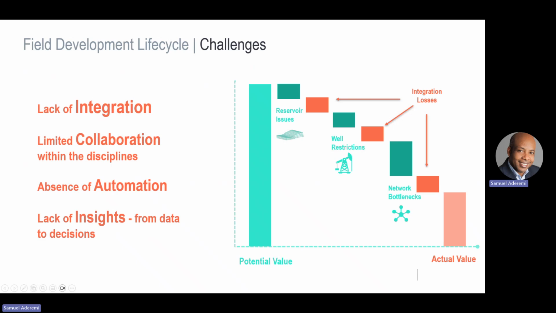Another factor that we need to bear in mind is the absence of automation in most of the workflows. This is changing, by the way, with the digital coming into the picture as enabler for automation in the industry. But many workflows still rely on manual data transfers, sharing spreadsheets, and the rest. And this makes scenario evaluation slow, and it limits the ability to respond to changing conditions.